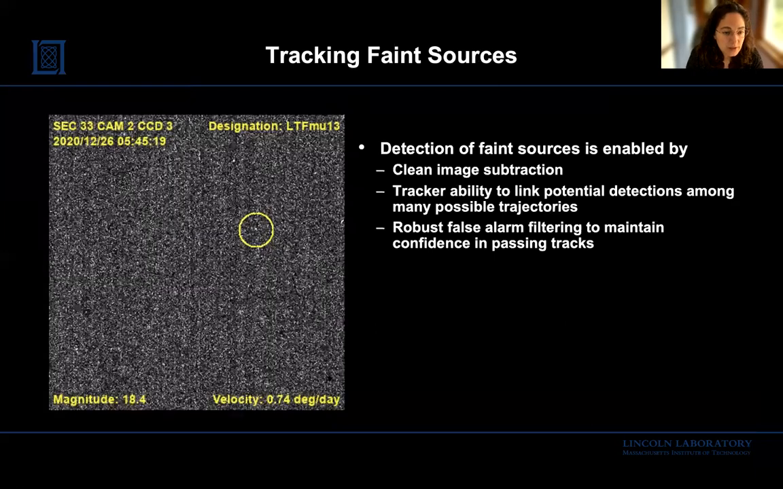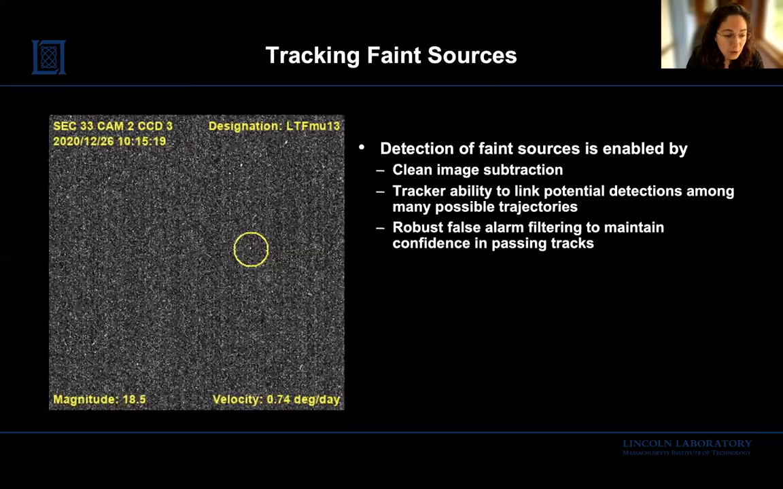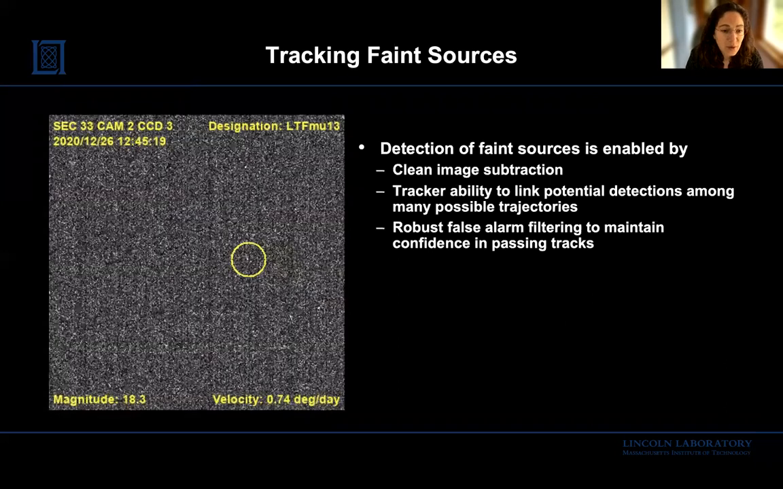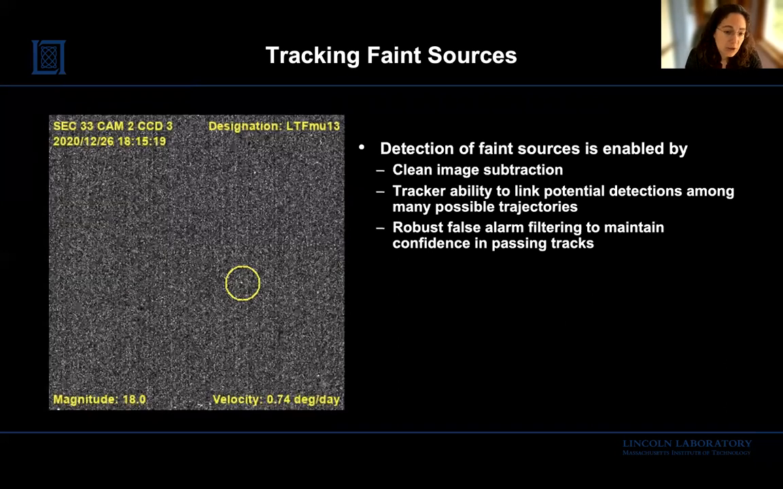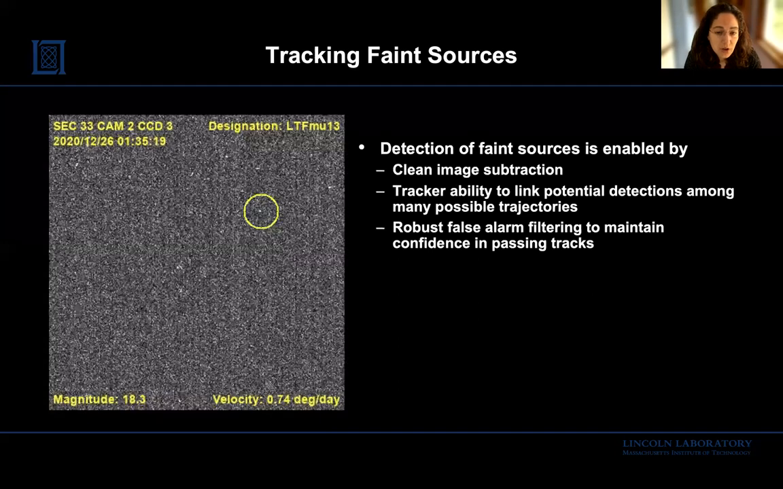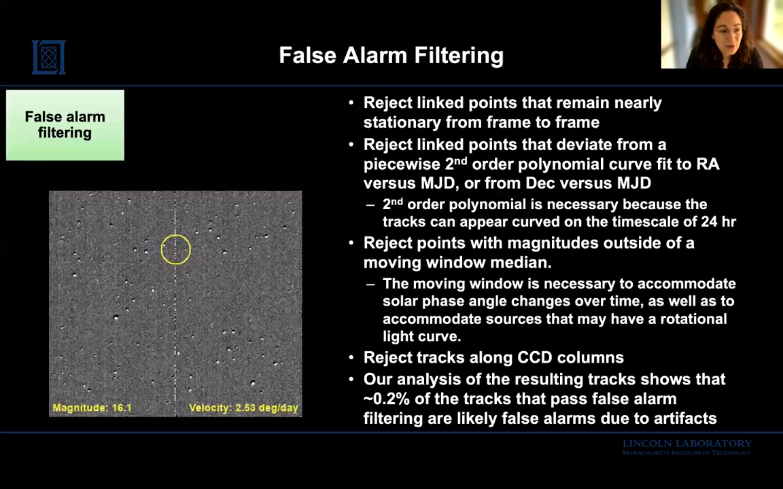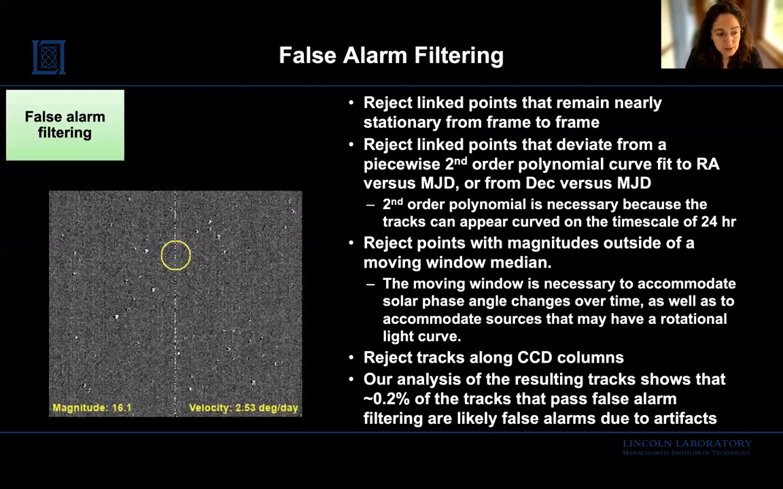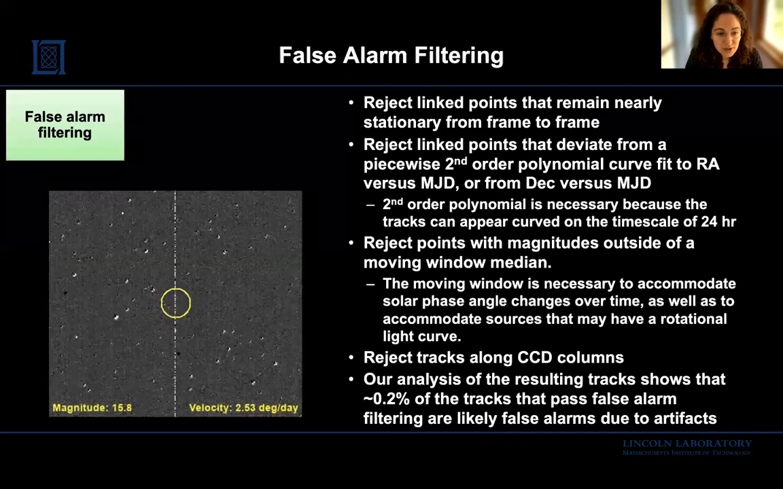As you can see, here's an example where we've detected a faint source moving through our background subtracted image. We have clean image subtraction, and the tracker is able to link potential detections among many possible trajectories. We have also robust false alarm filtering to exclude false detections.